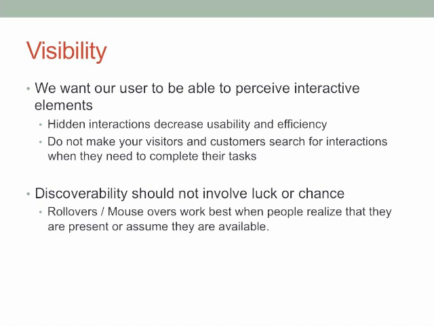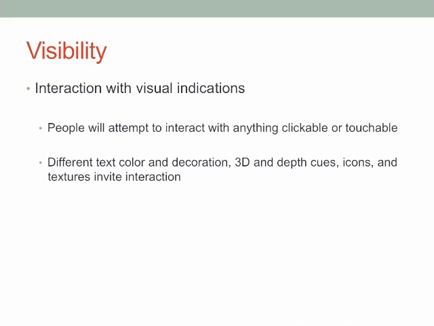For example, rollovers or mouseovers work best when people realize that they are present or assume they are available. It is also good to signal the availability of interaction with visual indications that invite people to click or touch. Such actions are intuitive and people are click happy. They will attempt to interact with anything that could be clickable or touchable. To help facilitate this, easy signs, different text color and decorations, 3D and depth cues, icons, and even textures invite interaction.